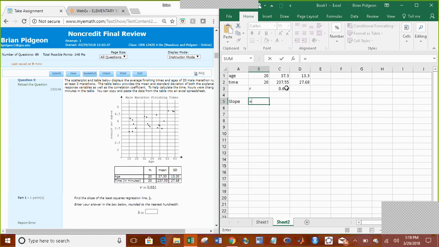So to find the slope, we take the correlation, we multiply it by the ratio of the standard deviation of our response, which if you look at our scatter plot is time, divided by the standard deviation of our explanatory variable, or x. And this is rounded to the nearest 100.